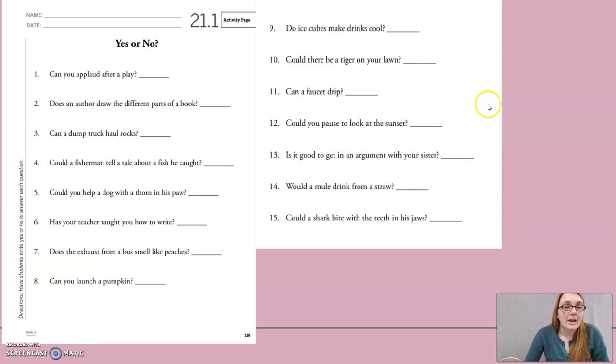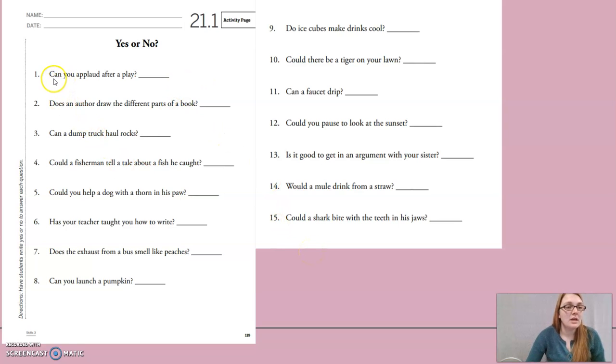Okay, activity page 21.1. Have students write yes or no to answer the questions. So you're going to read the questions. Each question has a word or words with the A sound spelling. And you're going to answer the question either yes or no. So let's do the first two together.